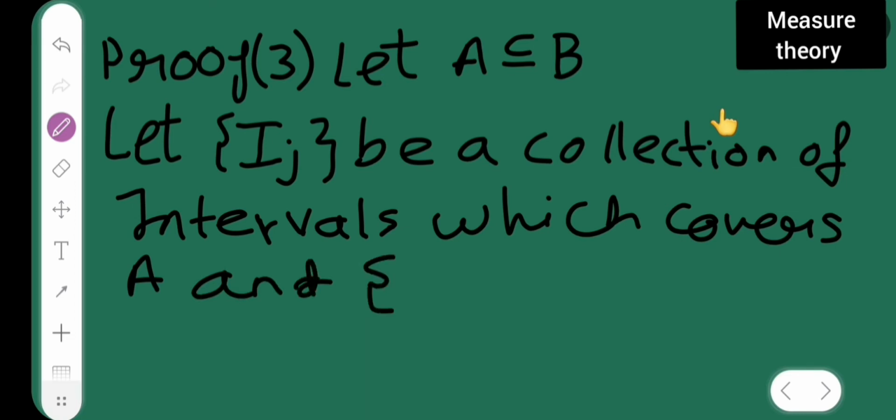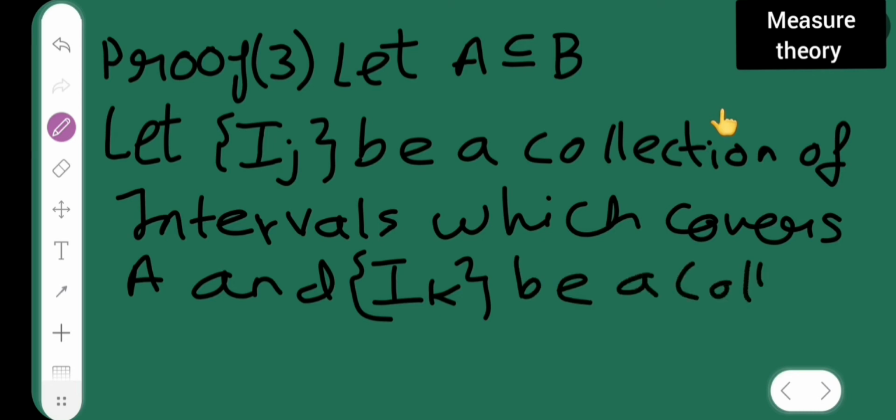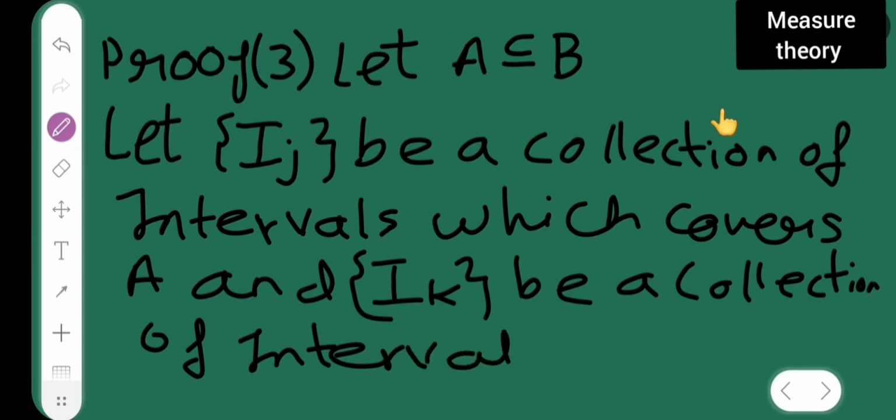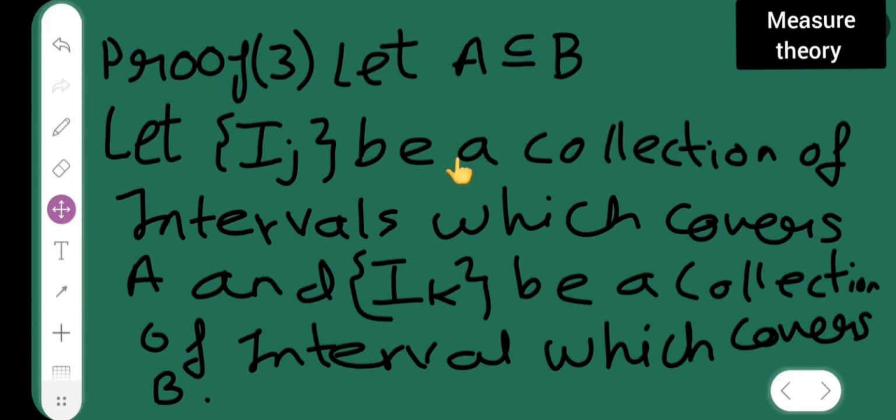Let Ij be a collection of intervals which covers A, and Ik be a collection of intervals which covers B. So here Ij will cover A and Ik will cover B. Now next I'll turn the page and I'll continue on the next page.